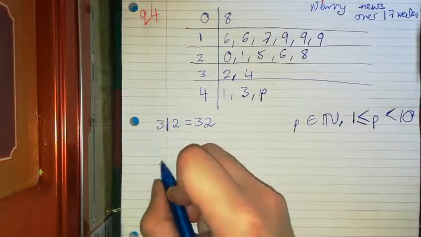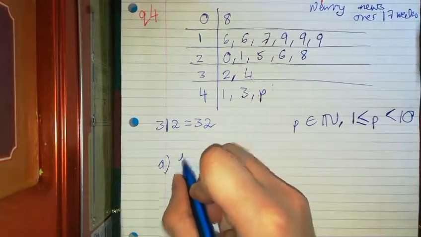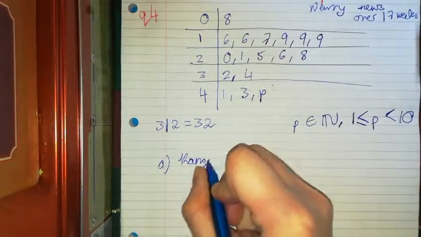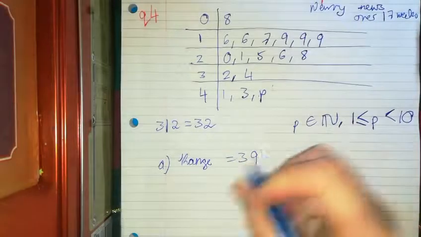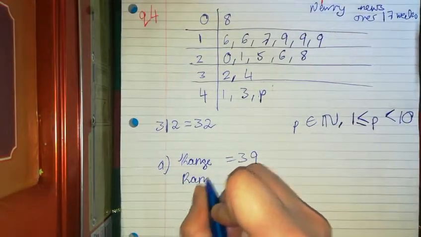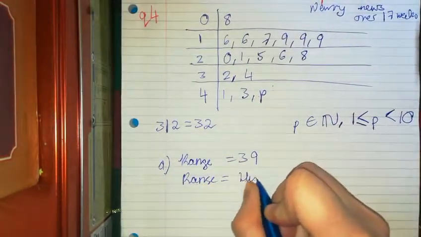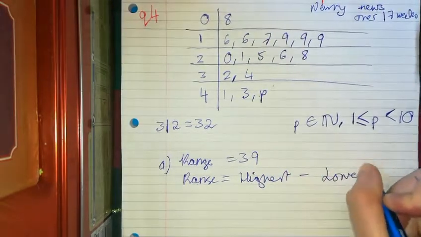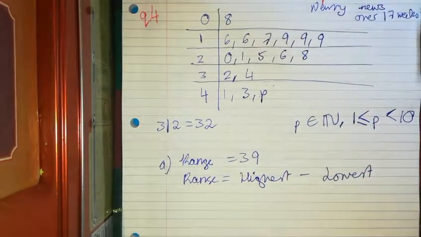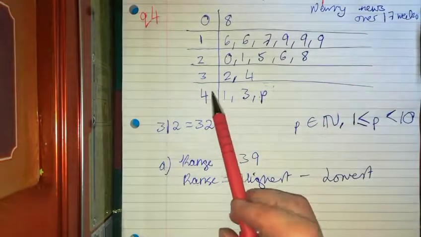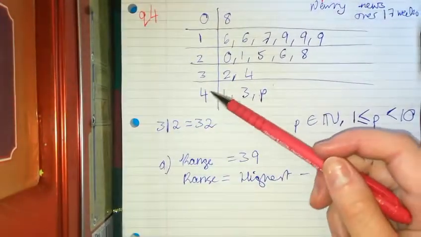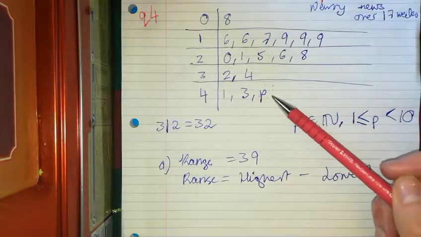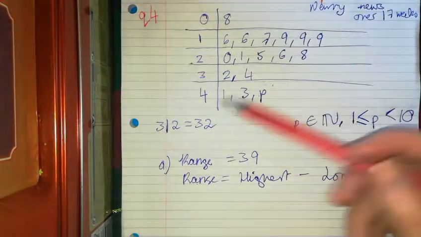And then part A, we're told that the range of the data is 39. So the range is equal to 39. The range of a set of values is going to be equal to the highest value minus the lowest value. So the highest value is going to be the one with the 40. So this is the 40. So 40 something. The P will be the something that's attached.